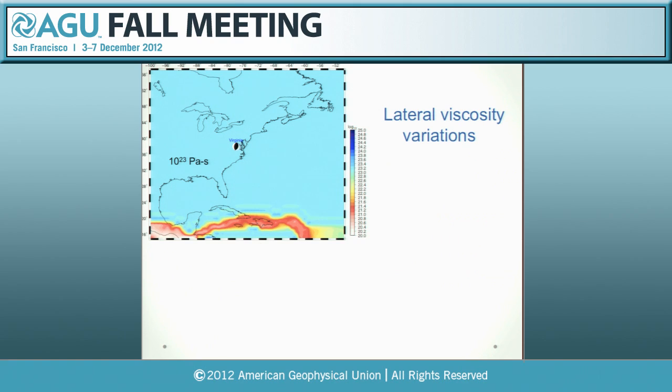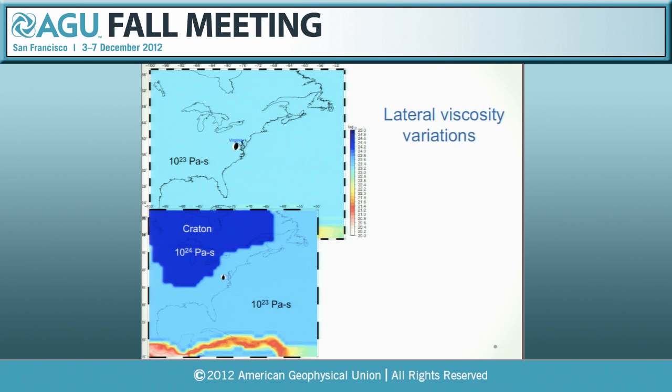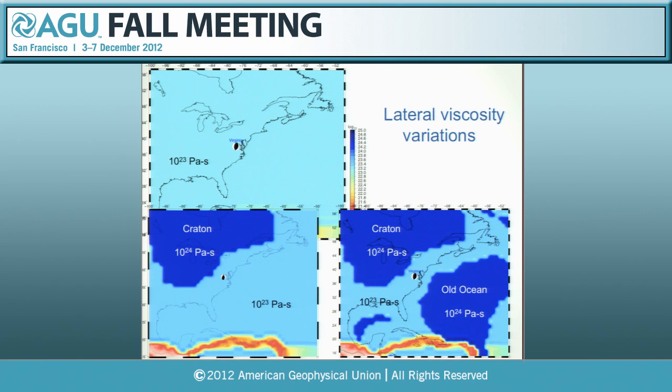So we start with our initial model, which has a constant intraplate viscosity. And we basically test 3 different cases. The first case is the simple case with a constant viscosity in the intraplate regions. In the second case, we introduce a strong cratonic region with a higher viscosity of 10 to the power 24 pascal second. And in the third case, in addition to the weak plate boundaries and the strong craton, we also add a stiff oceanic lithosphere, old oceanic lithosphere.